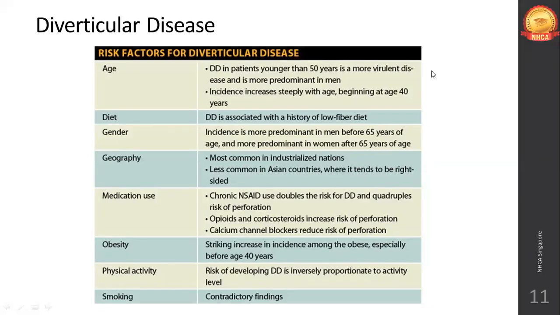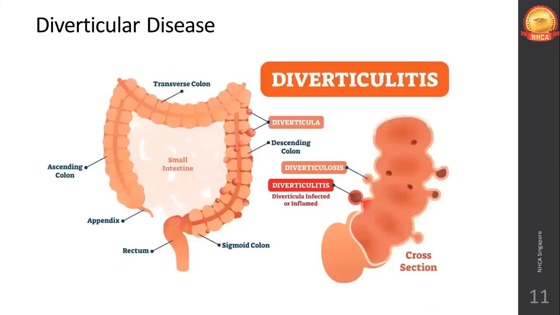Medication use, chronic use of non-steroid anti-inflammatory drugs, NSAID, can double the risk of diverticulosis, and quadruples, means 4 times, the risk of perforation. This diverticulosis becomes inflamed, infected, and the mucosal lining can completely get disintegrated. So the outpouching which you see can burst open, and the fecal matter passing through the intestine can get inside the peritoneal cavity. So that is the risk.